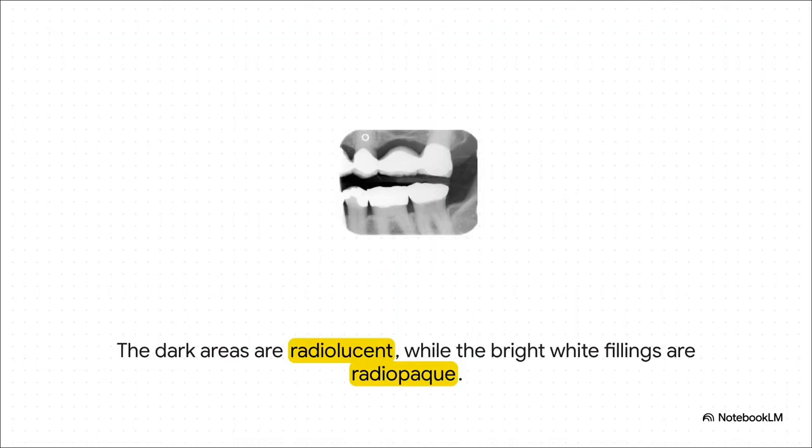And boom, this X-ray shows both of them perfectly. See those dark patches on the teeth? That's radiolucent. But then look at those super bright, almost glowing white areas? Those are radiopaque fillings. They're so dense they block pretty much everything. So simple, right? Dark is lucent, white is opaque.